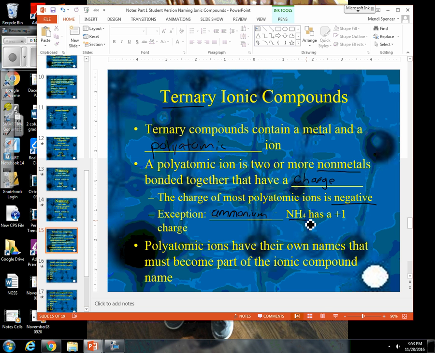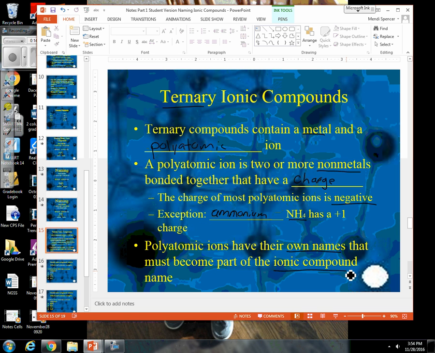Now, when we are looking at polyatomic ions, they each have their own names. So if you look at your list, there's ammonium, there's hydroxide, there's other types, and each one of those polyatomic ions has its own name. So we need to reflect this when we name our overall ternary ionic compound. So your polyatomic ion, since it has its own name, that name for your polyatomic ion will become part of the ionic compound name.